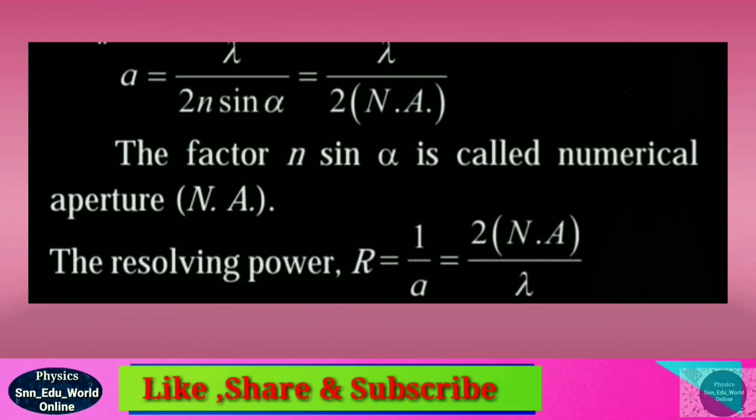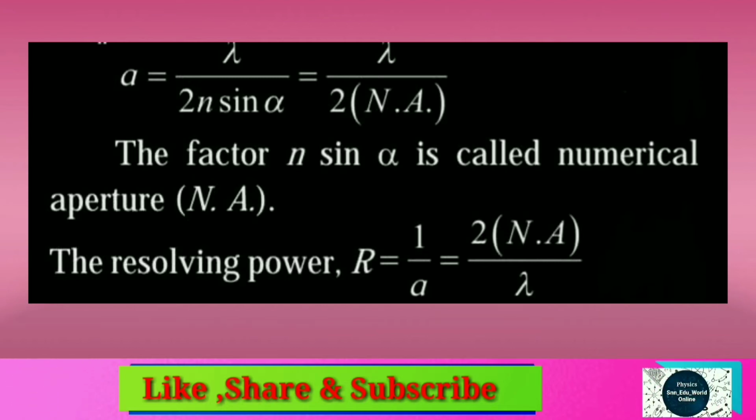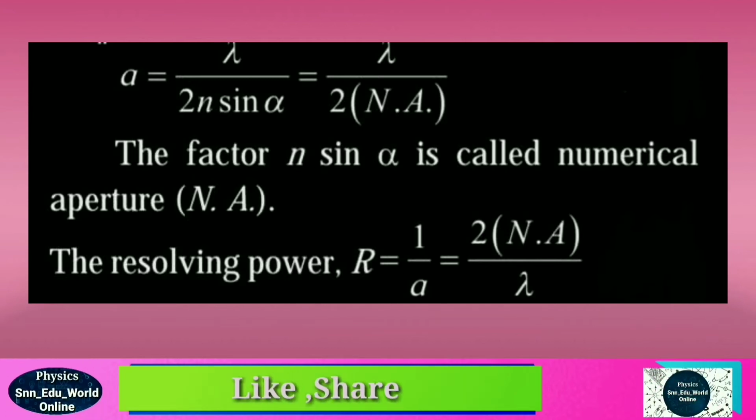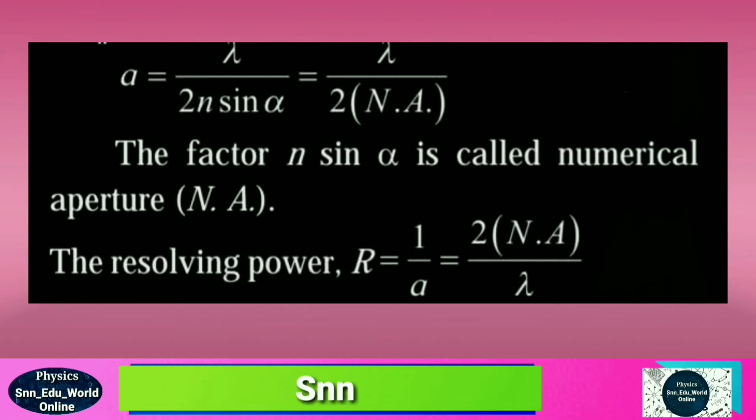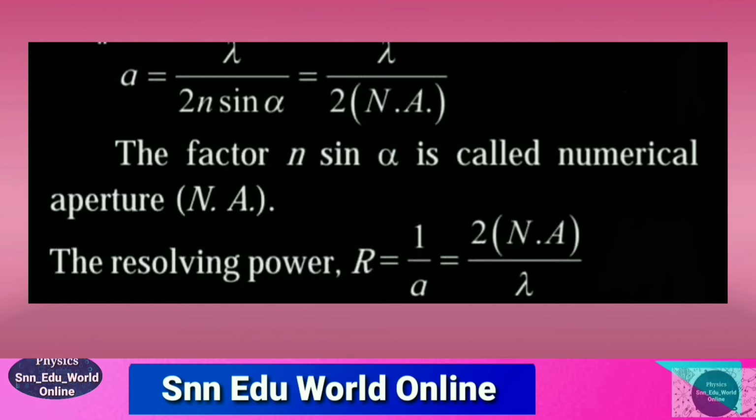So the resolving power according to the definition is 1 upon A. That means R is equal to 1 upon A, which can be represented as 2 into NA divided by lambda, the reciprocal of A.